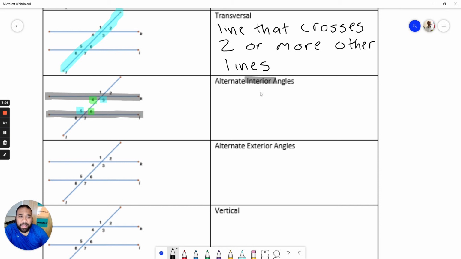The special thing about this is that alternate interior angles are equal. So angle 4 is equal to angle 6, and angle 5 is equal to angle 3 because they are alternate interior angles. They're on the inside of the parallel lines, but on opposite sides of the transversal.